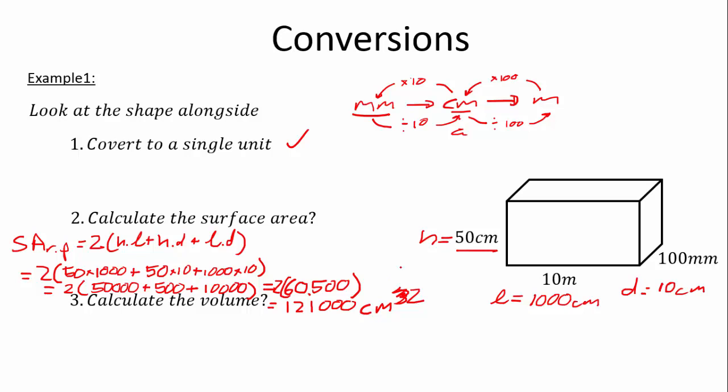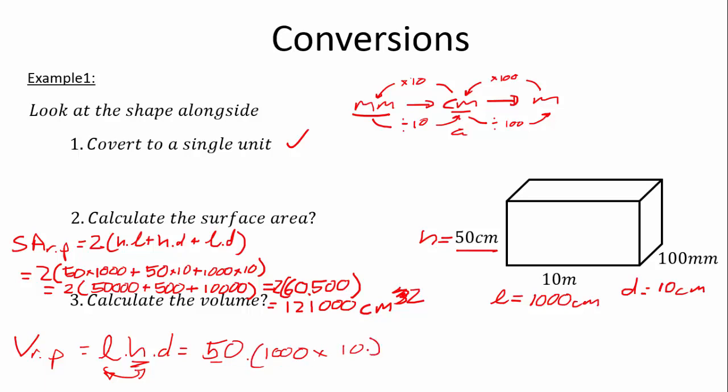Remember, it's surface area. Okay, the volume of a rectangular prism is equal to the length times the height times the depth. That easy. We've got to keep our units the same, so that is the height, 50, multiplied by the length, which is 1,000. I've mixed those two around, but it doesn't matter. Times the depth of 10. Okay, we can times the zeros over here.